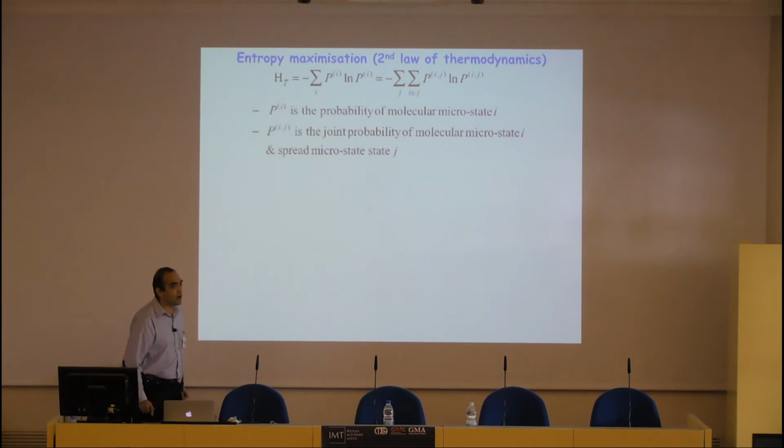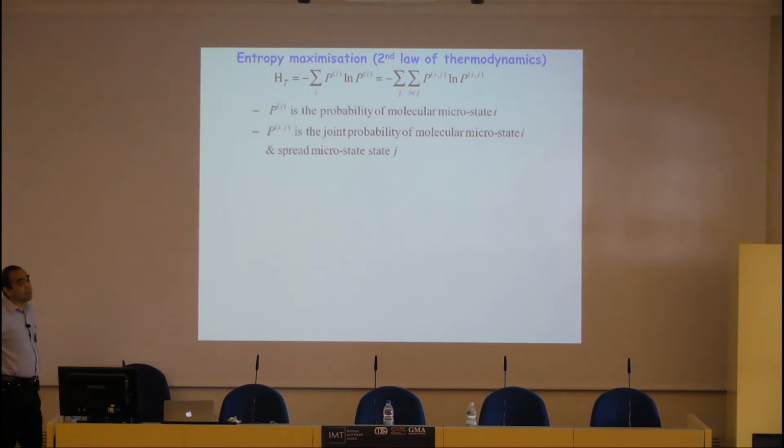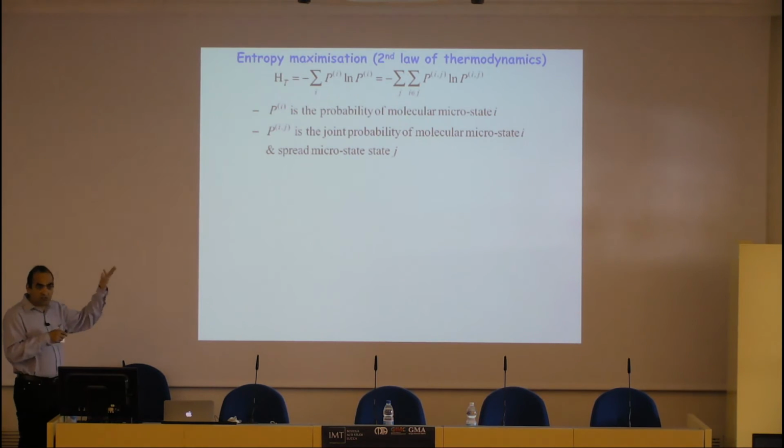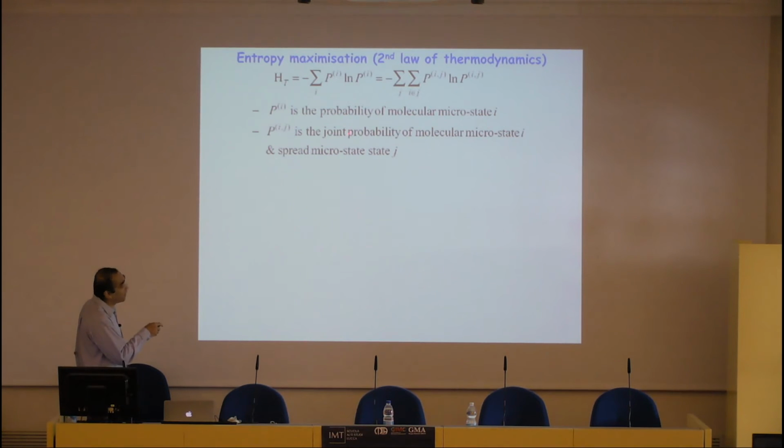Okay, so now let's go on and discuss entropy maximization, basically, at this scale. So this is traditional stuff. You describe a Shannon entropy or a Gibbs entropy, and that's given by this quantity, which is basically the sum over the probabilities of a particular molecular microstate. But a molecular microstate can be decomposed into a joint probability between the molecular microstate and the spread microstate in this manner.